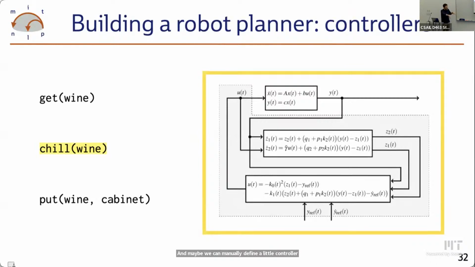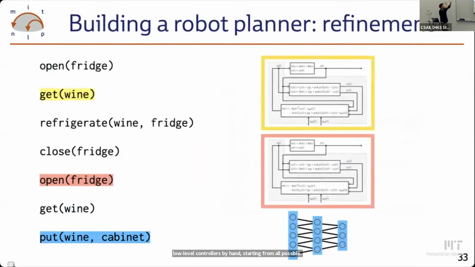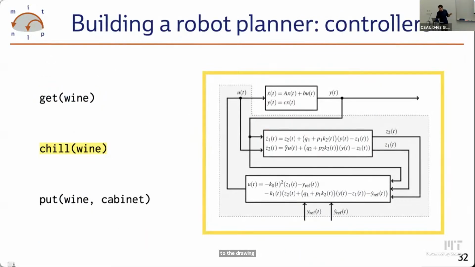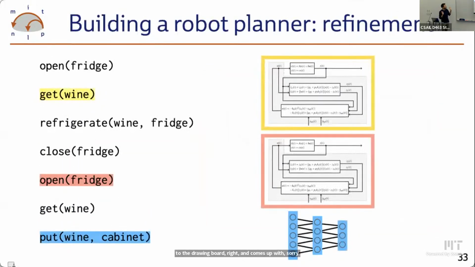In our hypothetical example here, maybe our student discovers that chilling is more complicated than she realized. We can't figure out how to write down all of these low-level controllers by hand, starting from all possible starting configurations. And so maybe she even goes back to the drawing board and comes up with an even finer-grained set of high-level actions that break some of our previous actions into pieces, such that each of these things is now a little bit easier to implement and offloads some of the hard reasoning to our symbolic planner.